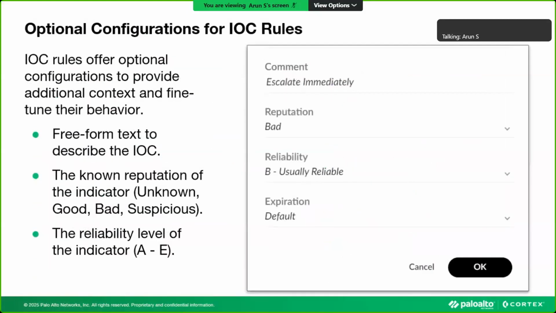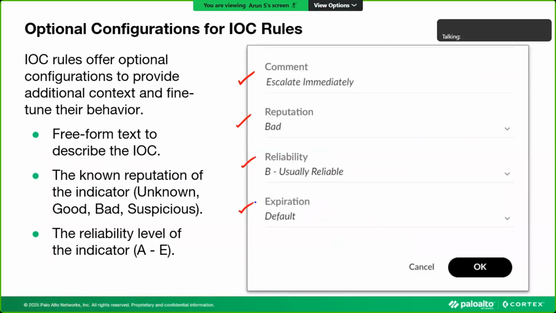And optional, so these are a few optional things which you can configure for IOC rules. Like if you want to give any comment, you can give that. What is the reputation of the identification of that indicator? Whether it is a bad one or a suspicious one, you can mention the reputation. Then what is the reliability? Whether it is usually reliable from wherever you have created the IOC rule. What is the source? Whether it is a reliable source or not, I don't know whether it is reliable or not, I can mention that.